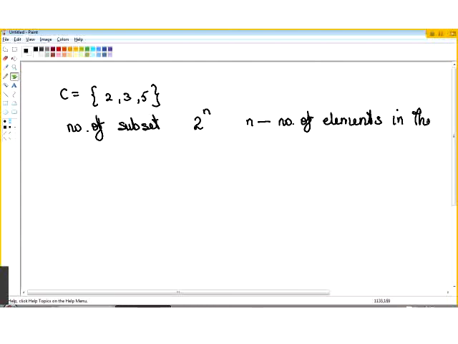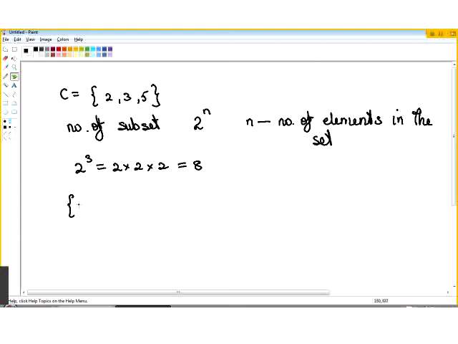So if you look at the number of elements in the set, we have 3 elements: 2, 3, and 5. So the number of subsets that could be formed from set C is 2 to the power 3, which is 2 by 2 by 2. 2 2s are 4, 4 2s are 8. So we have 8 subsets that could be formed from that set. The subsets are going to be based on the combinations that could be made from this set.